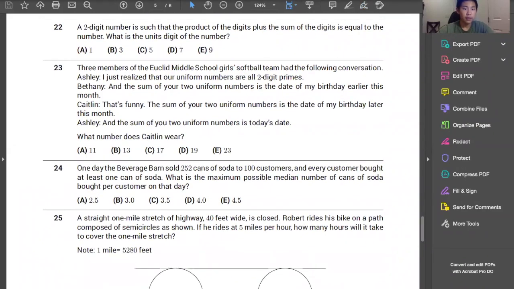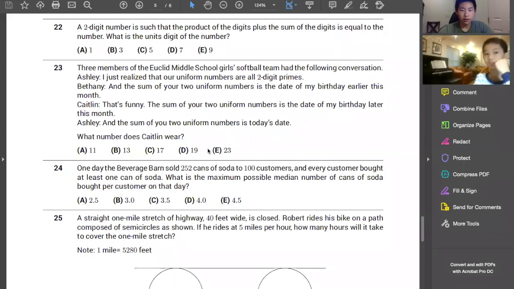Alright, we have a 2-digit number such that the product of the digits plus the sum of the digits is equal to the number. We want to find the units digit. So let's write the number as 10A plus B. And that's going to be the 2-digit number AB, right?